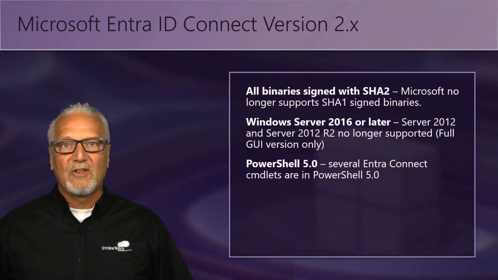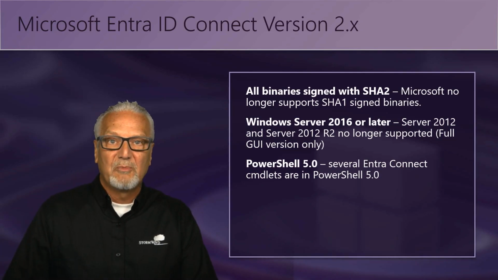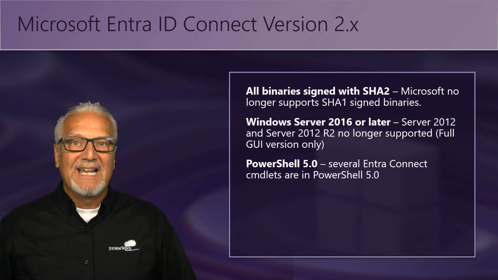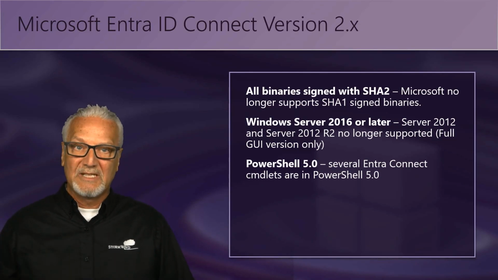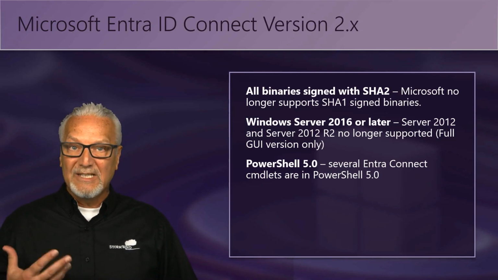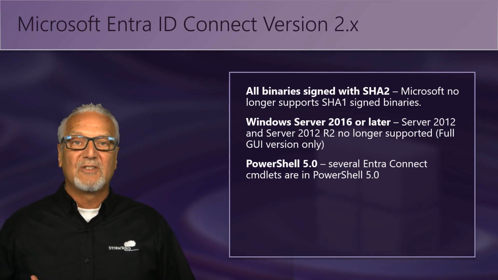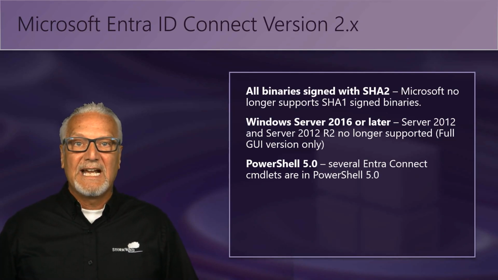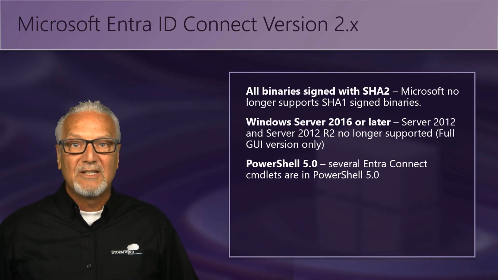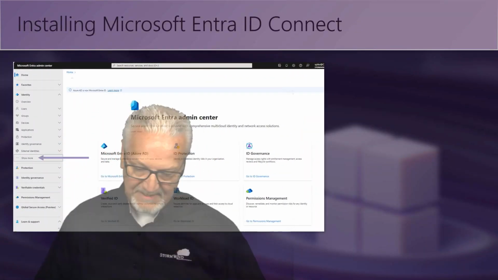A couple things about this also: all binaries are signed with SHA-2, so Microsoft no longer supports SHA-1 signed libraries, and it's supported on SQL Server 2016 or later. A lot of people, when this first came out, were so excited to deploy it, and they have it running on what at this point in time are older versions of the server operating system. And so Microsoft said, look, we want to have Server 2016 or later, and it uses PowerShell 5, and a lot of the cmdlets for Entra ID Connect are still in PowerShell 5.